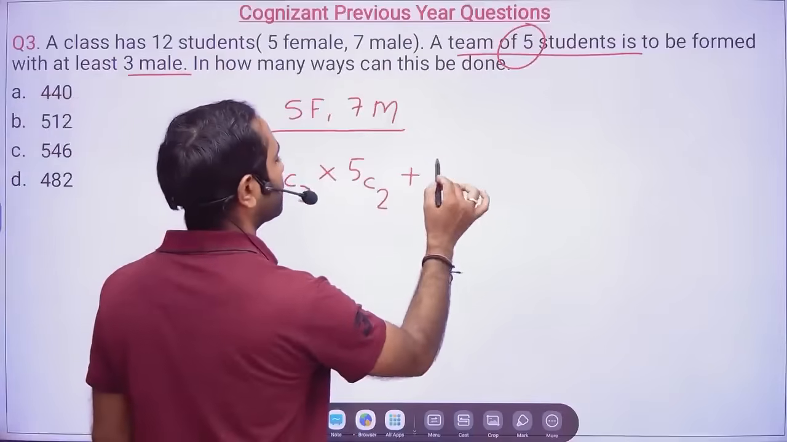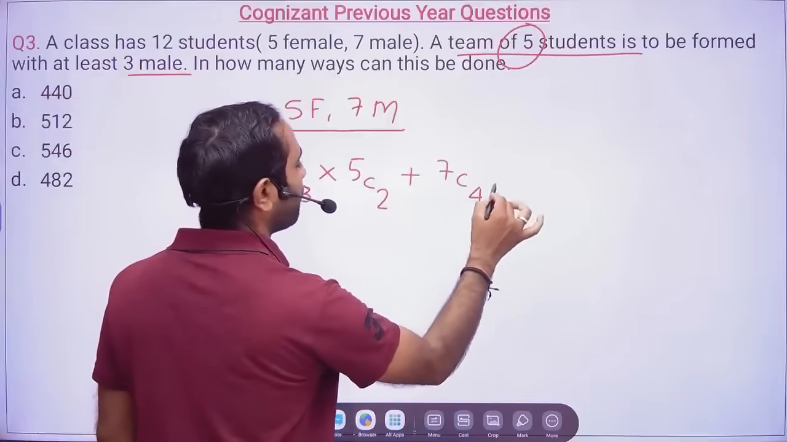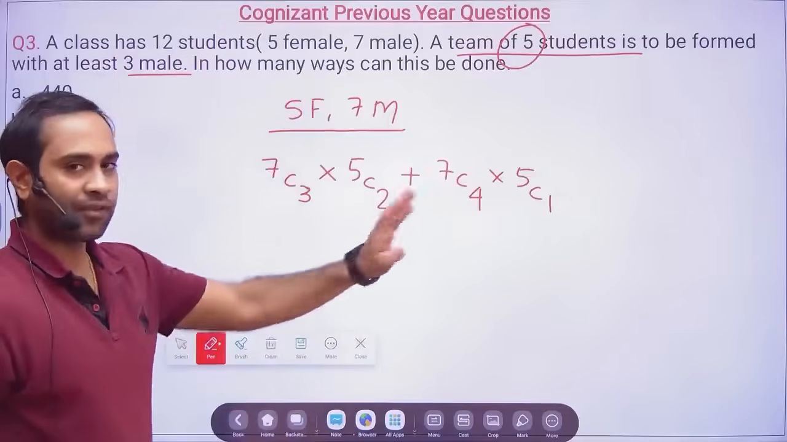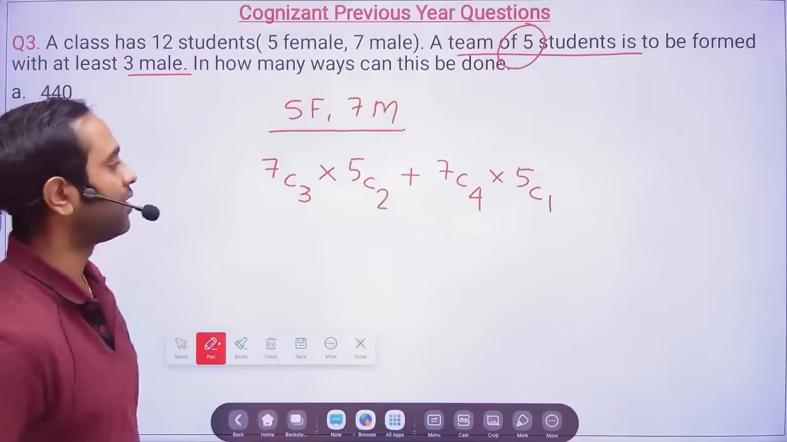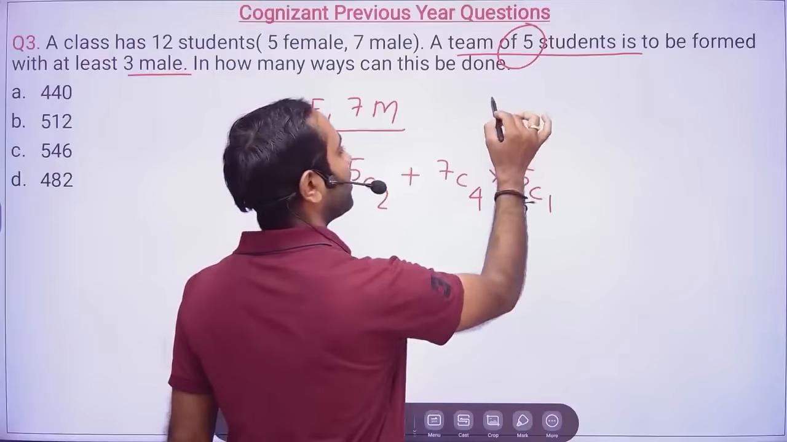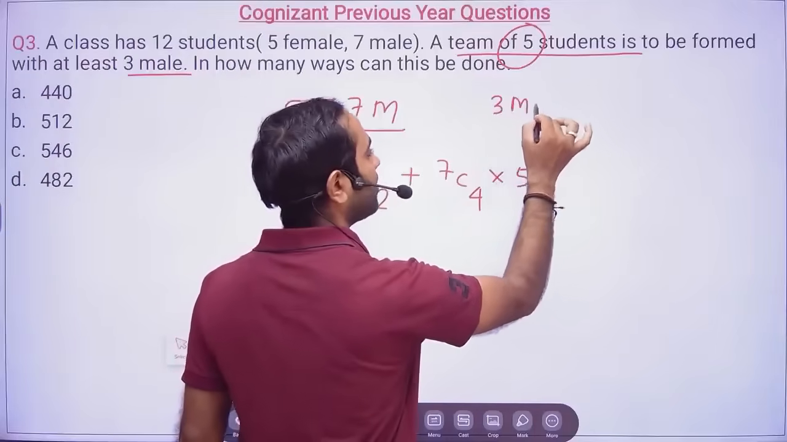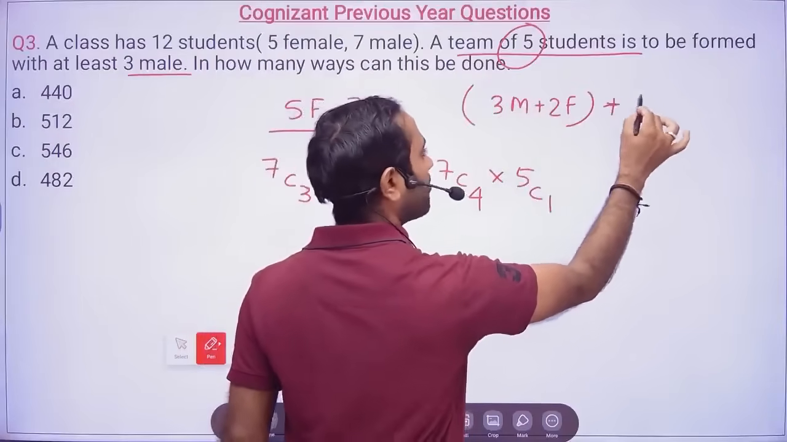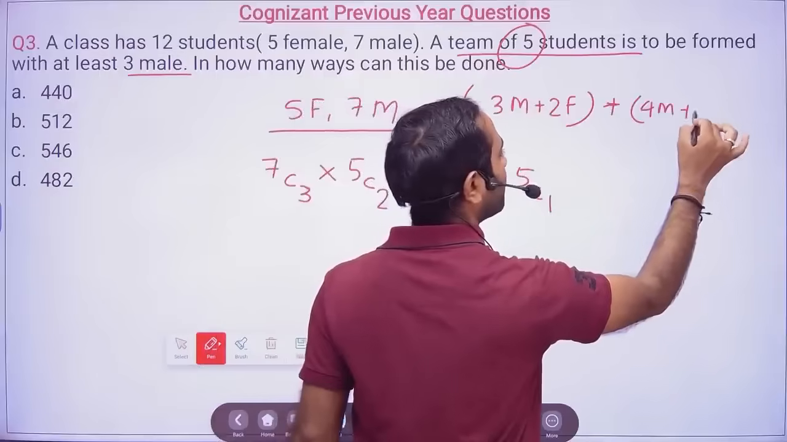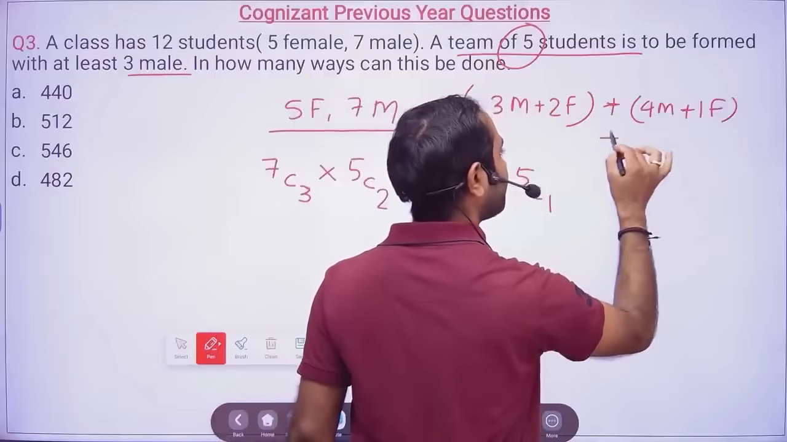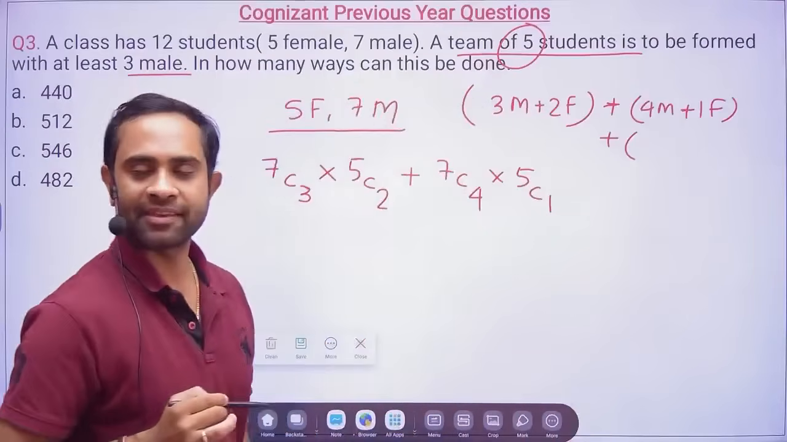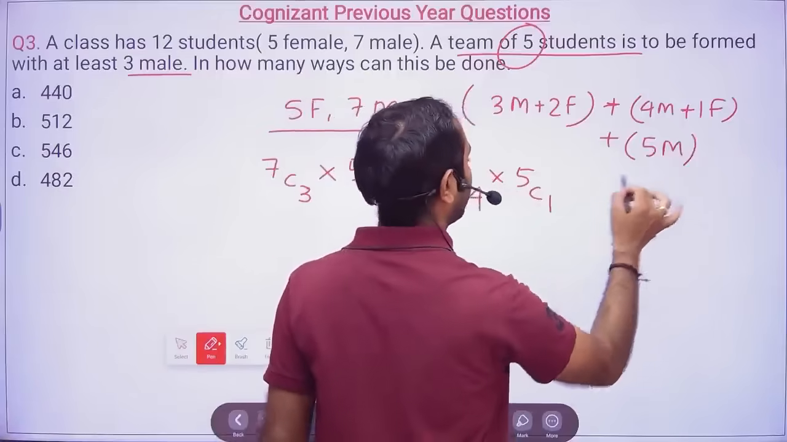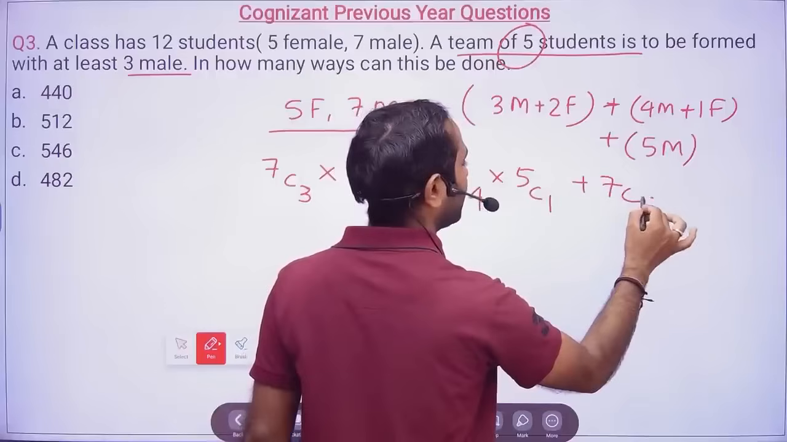7C3 into 5C2. Second will be 7C4 into 5C1. Here I have taken 4 male and 1 female. See, it's very clear. First condition I took 3 male plus 2 female. Then what I am doing, 4 male plus 1 female, because I have been given the condition that minimum 3 males you have to keep, and then all 5 males I will take here. So in the third condition I will take all 5 males.